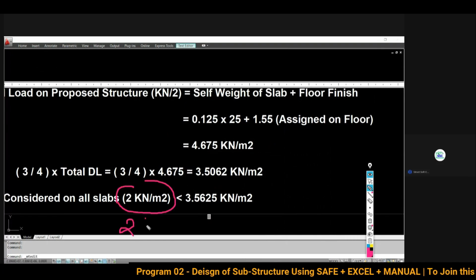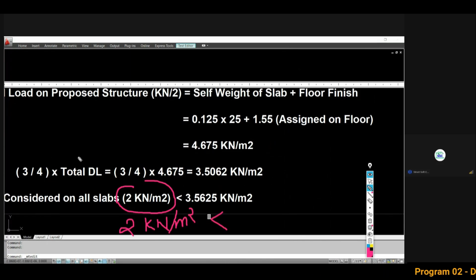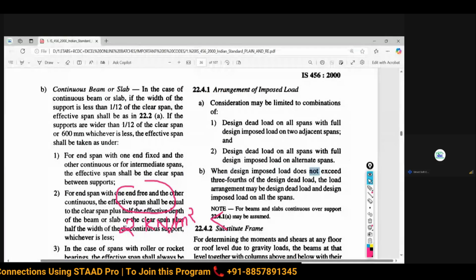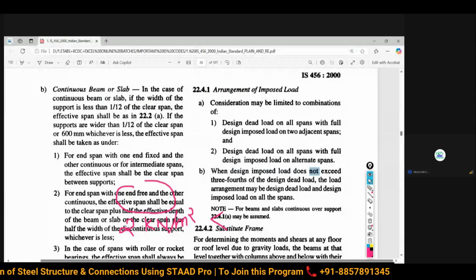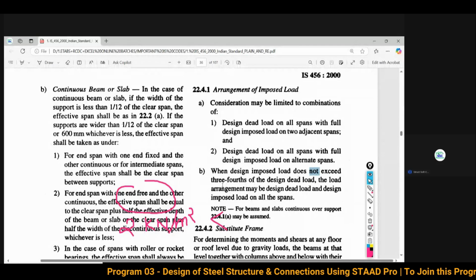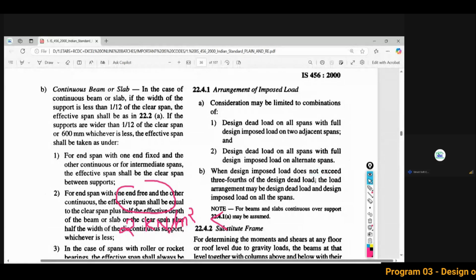2 kilonewton. General live load is 2 kilonewton per meter square, which is less than 3/4 of your total dead load. So what is your code saying? When your design imposed load, or I'm going to say your assigned live load, does not exceed 3/4 of the design, or your considered, dead load. Is this the condition of our case or not?